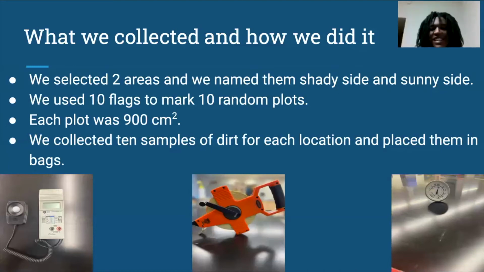So what we did and how we collected: we selected two areas and we named them based off their qualities, sunny side and shady side. We used 10 flags to mark 10 random plots. Each plot was 900 centimeters squared. We collected 10 samples of dirt for each location and placed them in bags.